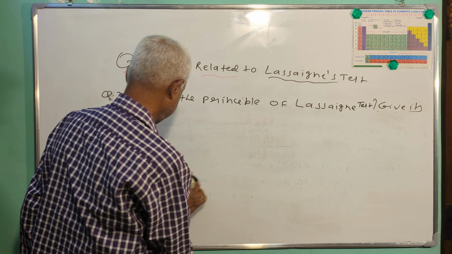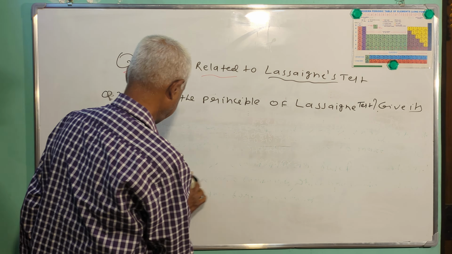I know it's very reactive. So sodium reacts with carbon present in the organic compound. Nitrogen is also present in the organic compound. So what do we get? Sodium cyanide, Na positive charge, CN negative charge. That is sodium cyanide, an ionic compound and soluble in water.